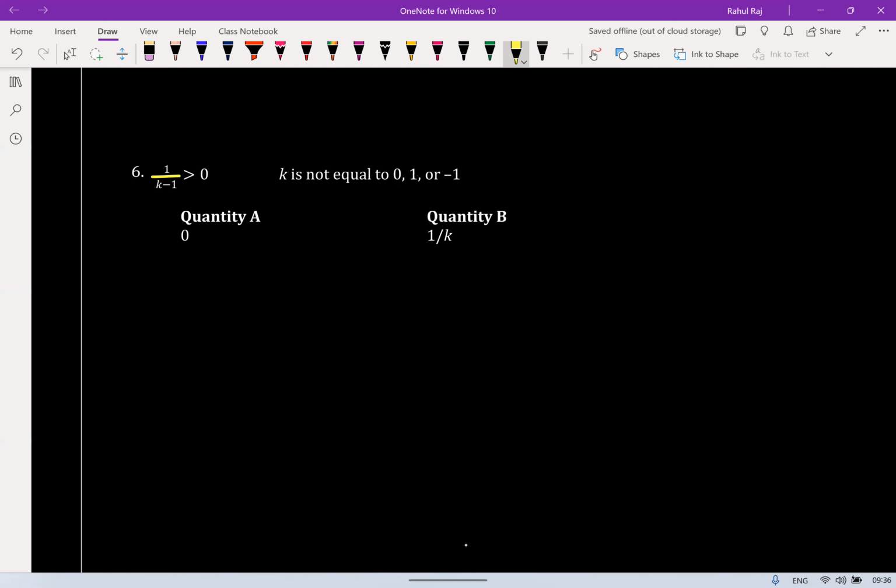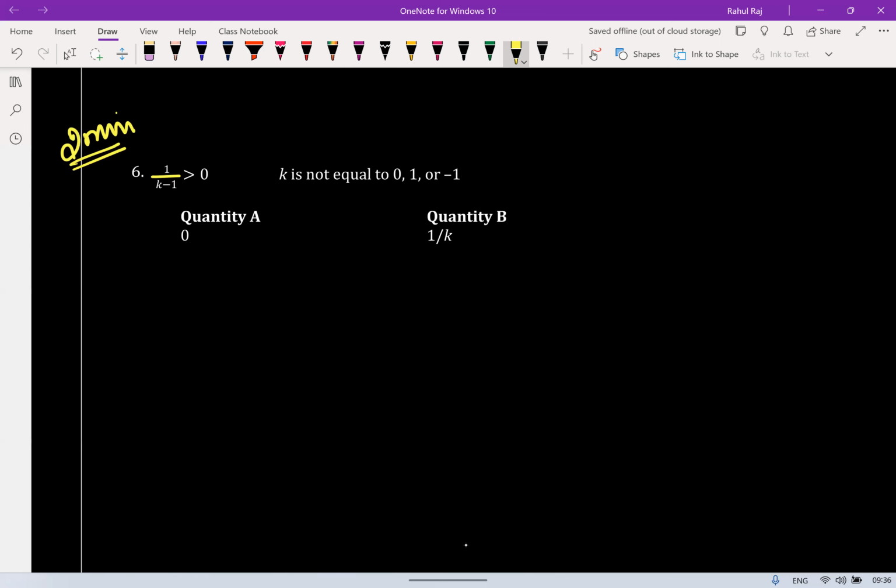Because it said k is not equal to 0, 1, or minus 1, I tried it with k being equal to 2. Is that correct? Yeah. So if k is equal to 2, you get 1 is greater than... Please take 2 minutes and think on this question.